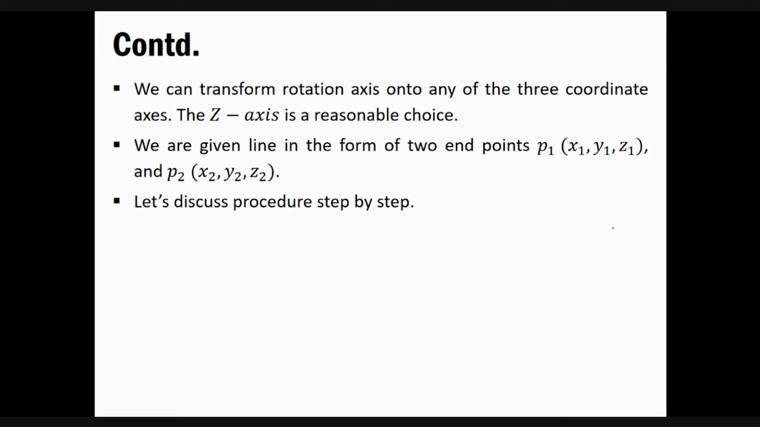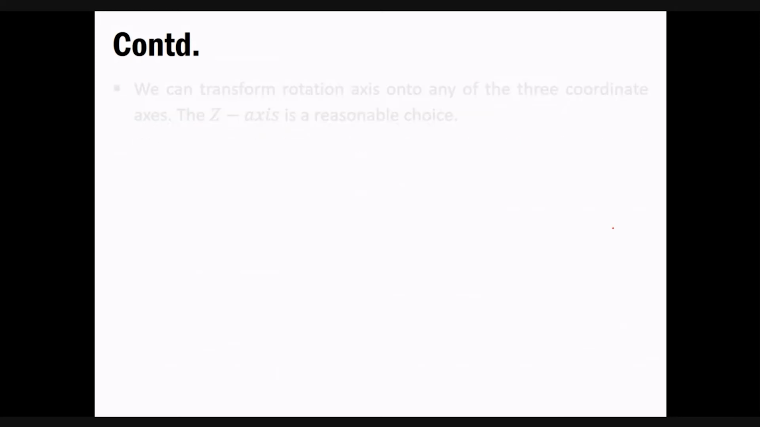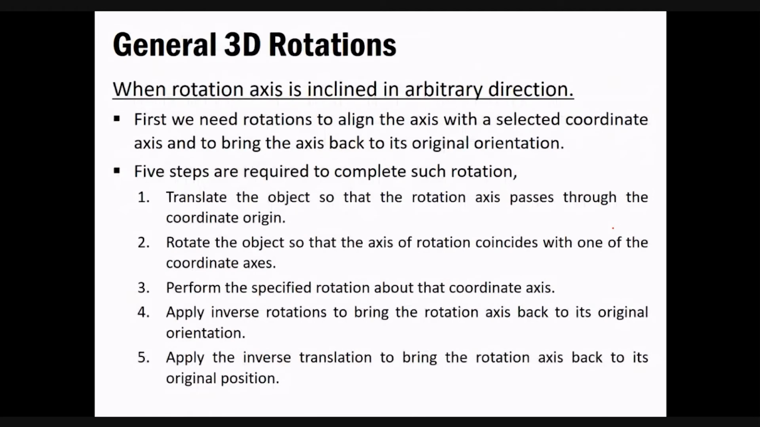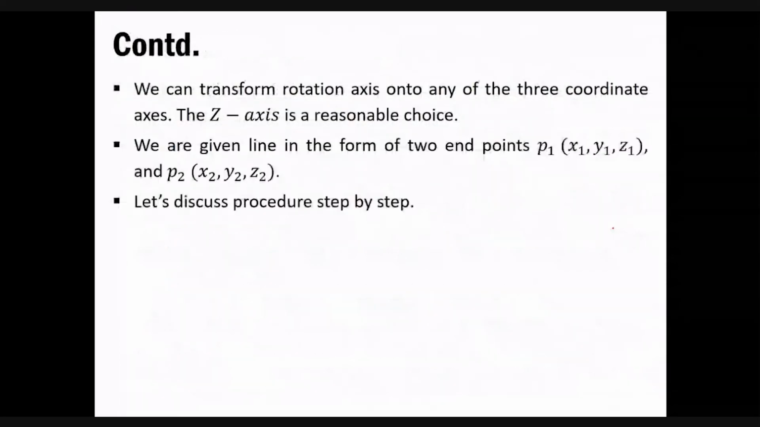And we are given a line in the form of two endpoints, P1 and P2, where the coordinate information is x1, y1, z1 and x2, y2, z2. If this is the case, what are the series of operations that are to be performed? We will see this and try to understand it in a better way. We will see this procedure step by step.